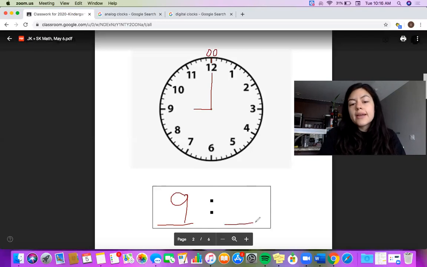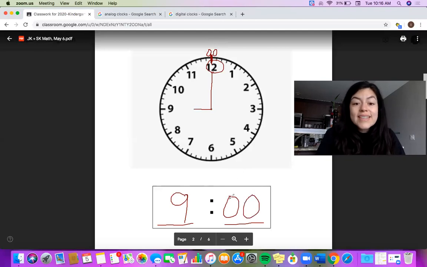Now the right side is for the minutes. So remember, when that minute hand is pointing at the 12, it's like saying 00 minutes have gone by. You're right at the beginning of the clock. So if 00 minutes have gone by, I can just write 00 here. And this would be telling us it's 9 o'clock.